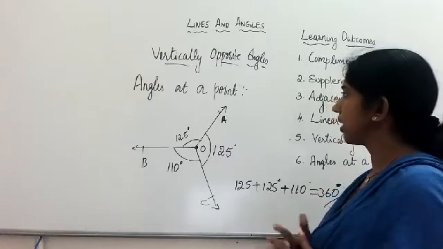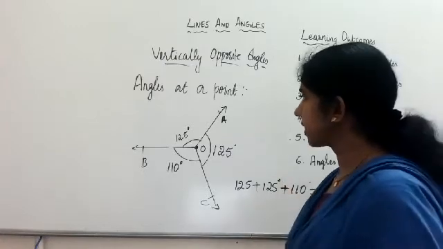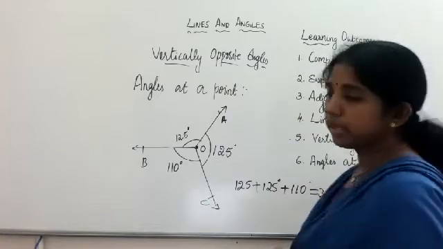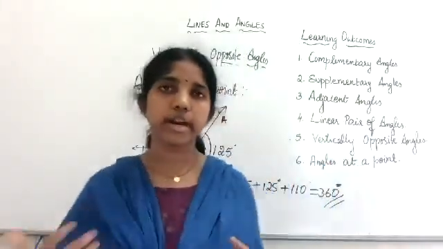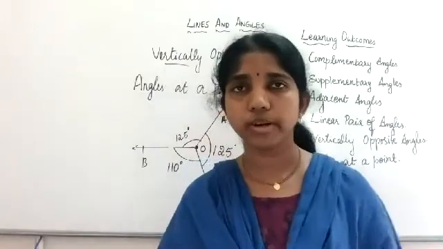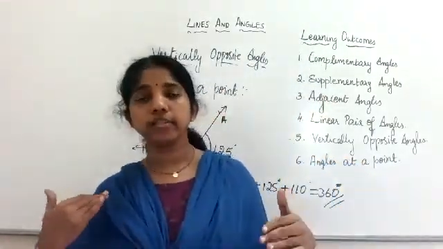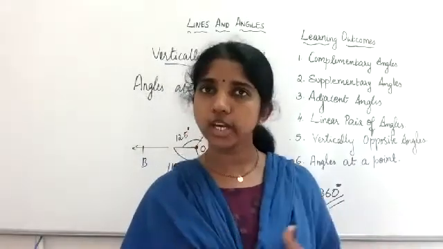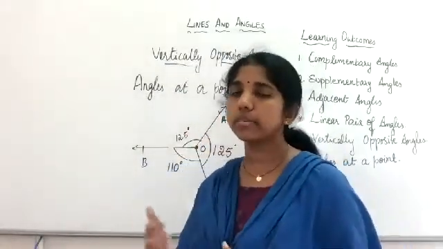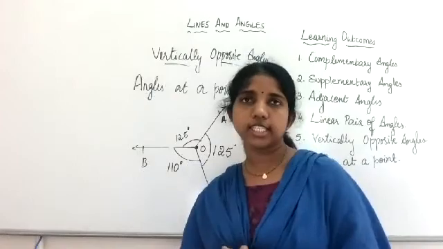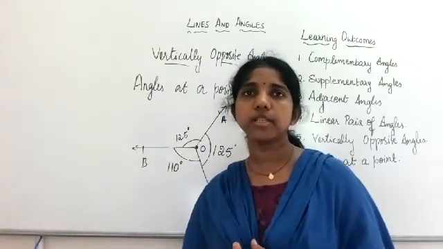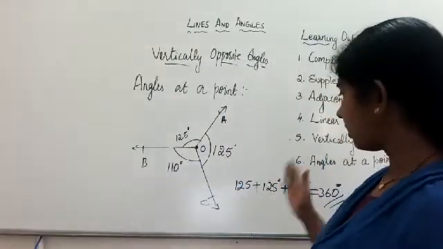So we have learned that vertically opposite angles are equal, that two adjacent angles form a linear pair of angles if their sum adds up to 180 degrees, and that the angles at a point add up to 360 degrees. So these are the three concepts that we learned in this session.